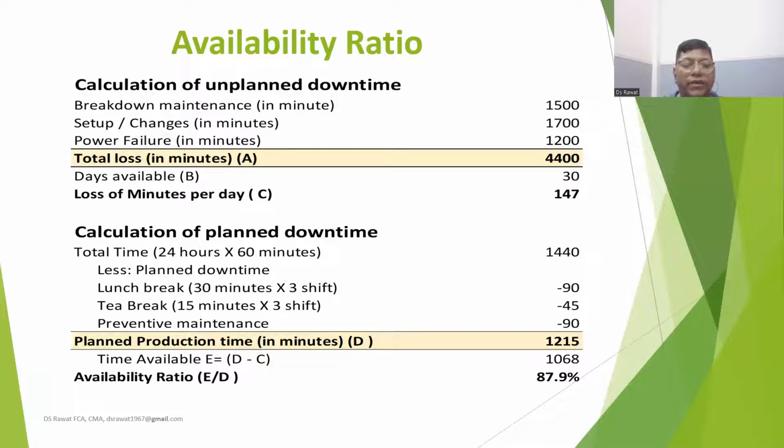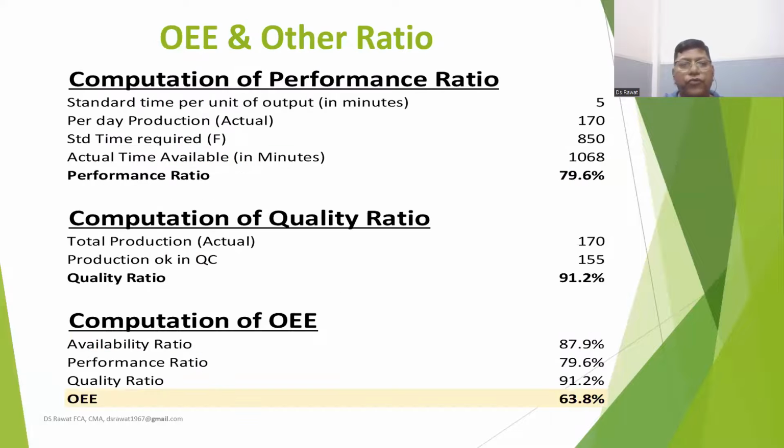This availability ratio is E divided by D, meaning actually available time divided by plant production time. So in our calculation, it is 87.9%. Now we come to other ratios.